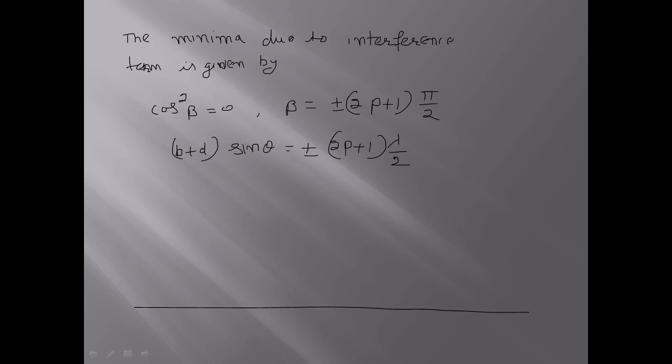And the pattern from the double slit Fraunhofer diffraction through double slit is like this. This is the central point, and this is the diffraction pattern due to the individual slits, and in between these we have maxima and minima.